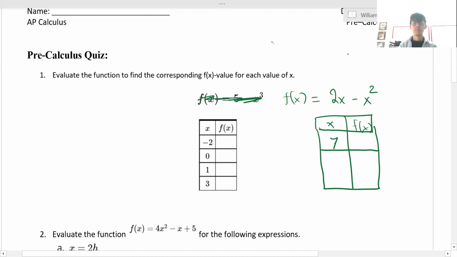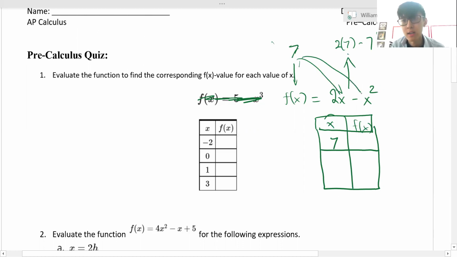7. Okay, so the whole concept with functions is that you put something as an input. So in this case, we put 7 as our x, right? 7's our x. That's my input. And then what I get is an output. My output is whatever my function is defined as. So in this case, it would be 2 times 7 minus 7 squared. So I just basically plugged in the 7 for x. 7 goes in for x here, so that means 7 goes in for x there and for x there.